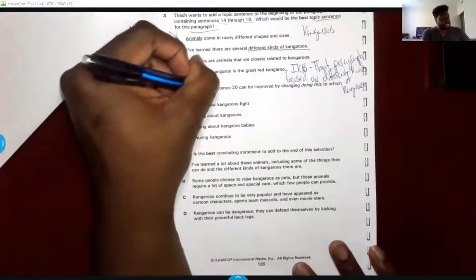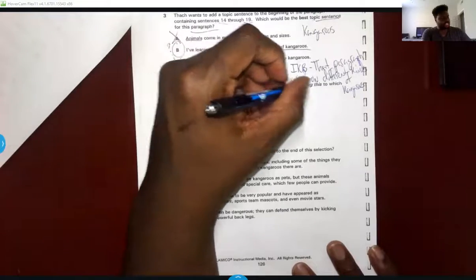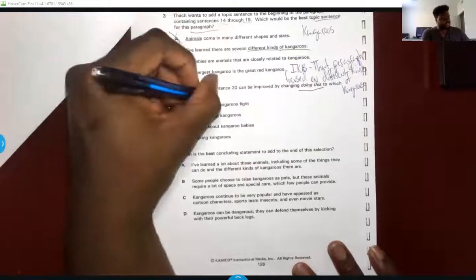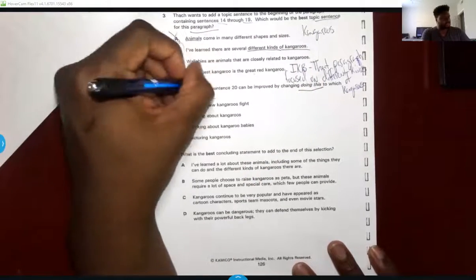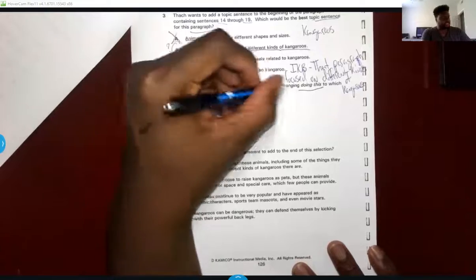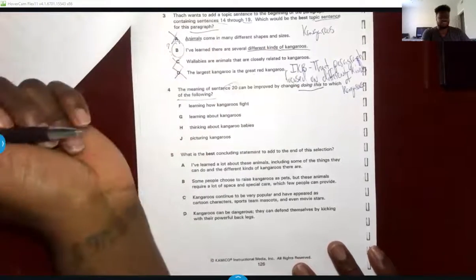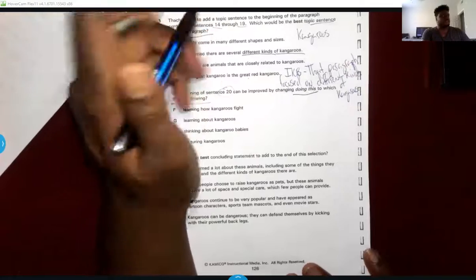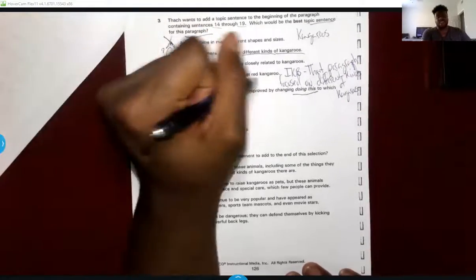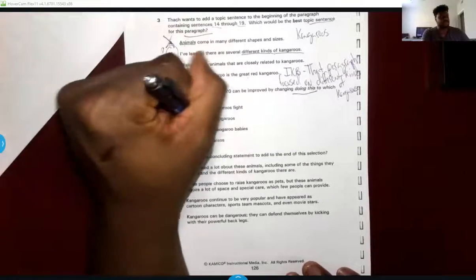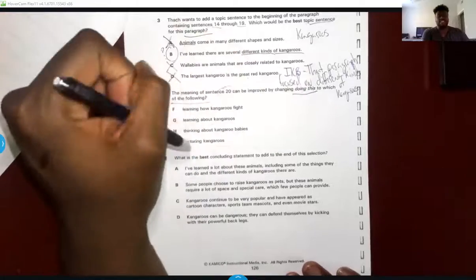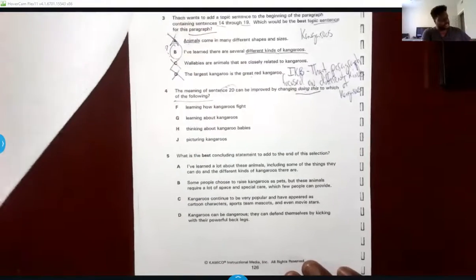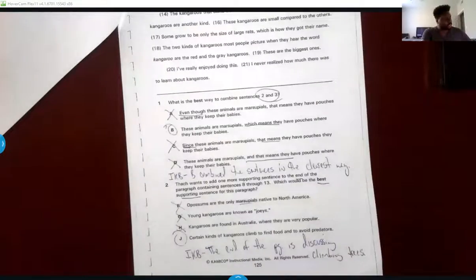Let's go to question number 4. The meaning of sentence 20 can be improved by changing doing this to which of the following, okay? So we're improving the meaning of sentence 20 by changing doing this to something more specific. Sometimes if we use too many pronouns or unspecific words in our writing, it can be kind of muddled and unclear what we're talking about. So that's where we're swapping out the doing this for the specific action to be as detailed as possible. So let's go back to sentence 20.